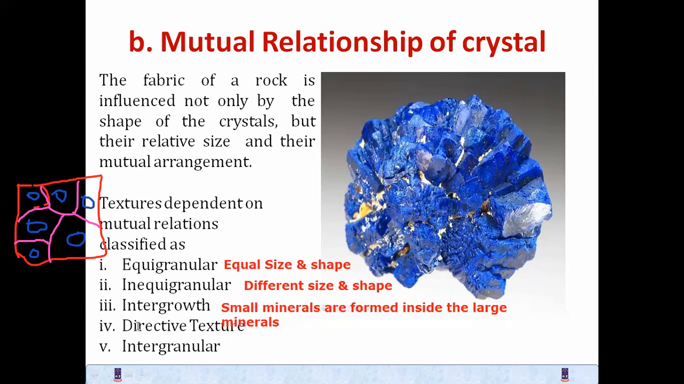And the third one, next one, is the directive texture. आता directive texture म्हणजे काय? So it is also one special type of texture where, just a minute, I will draw here. Suppose this is one rock and the minerals which are present in that rock are arranged in one direction. एकाच डायरेक्शन मध्ये ते जर असे अरेंज झालेले असतील. Okay, all the minerals are arranged in one single direction.